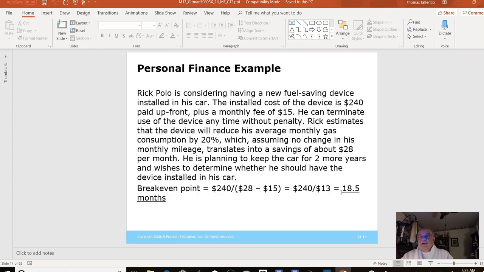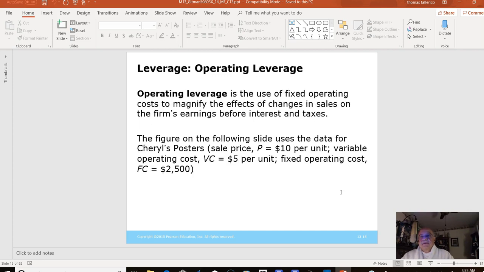All right, so here's a personal finance example, which I won't go over. You can go over this one about break even on a new device installed on his car. How long will it take him to break even? All right, so we did break even.